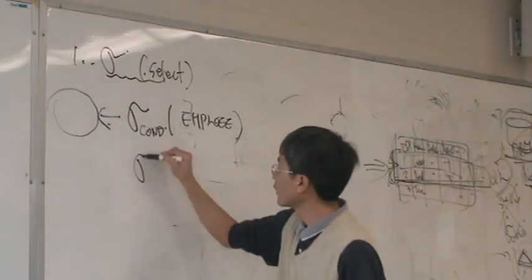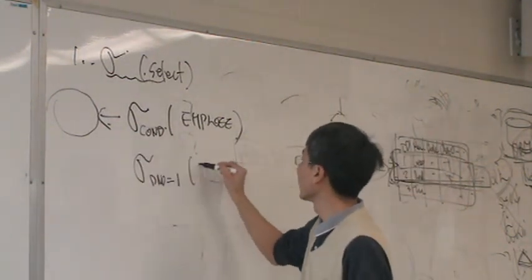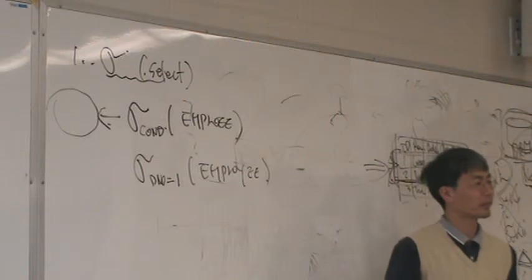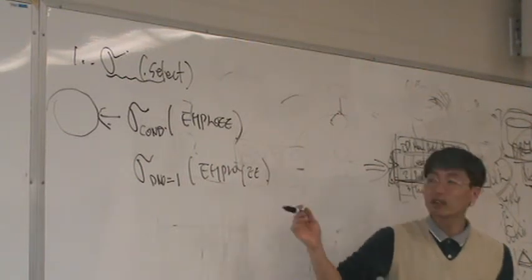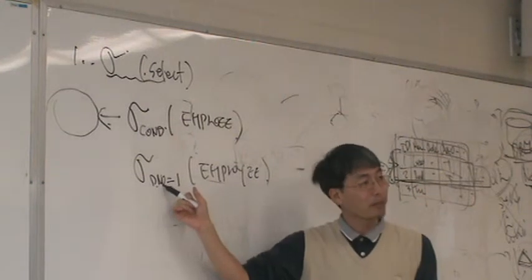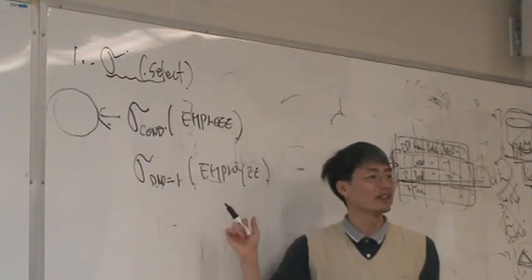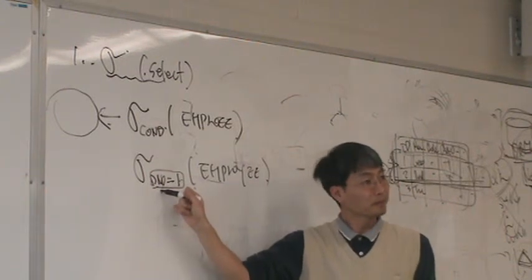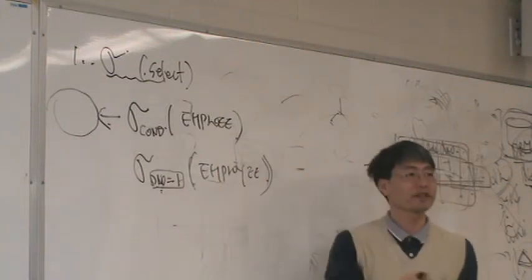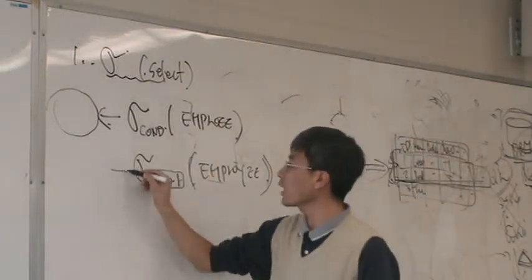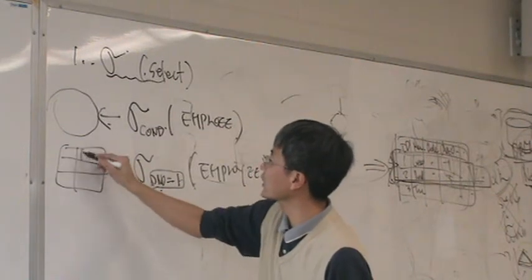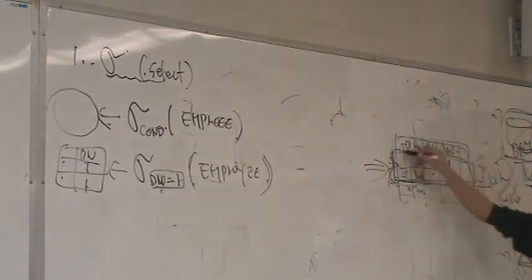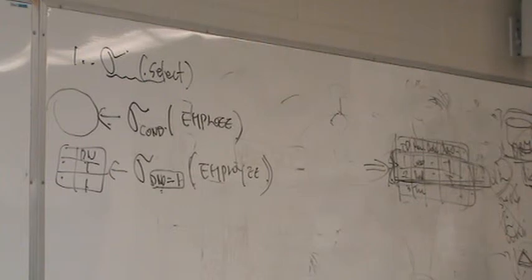For example, DNO equal to 1 of employee. What does it mean? Select all employees whose department number is equal to 1. So you can put the condition as a subscript. Okay? And the input is in parentheses. The output of this is also a relation whose DNO is equal to 1. Like here, this will be the output. So it's another relation. This is a select operation.